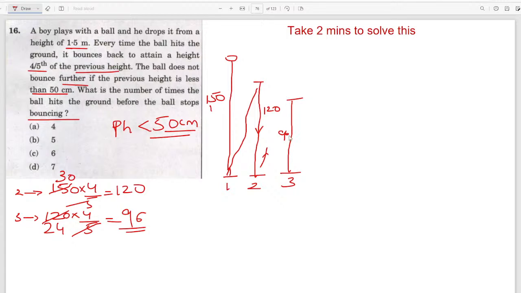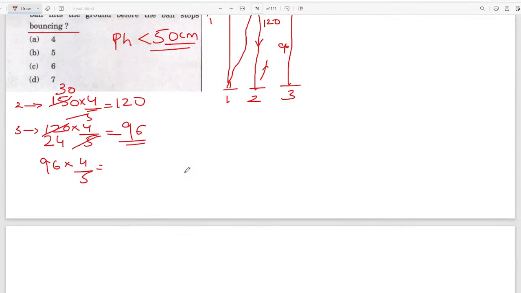From the 96 height, it will again bounce. So this would be 96 into 4/5. 4/5 is 0.8. So I'll take it as 96 into 0.8. 6 8s are 48, 4. 8 9s are 72 plus 4, 76. 76.8.